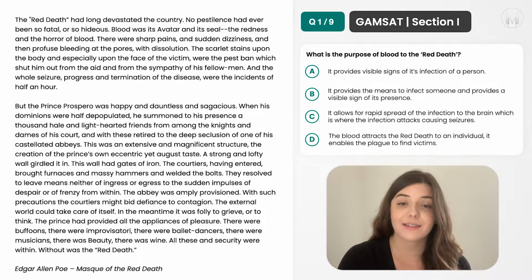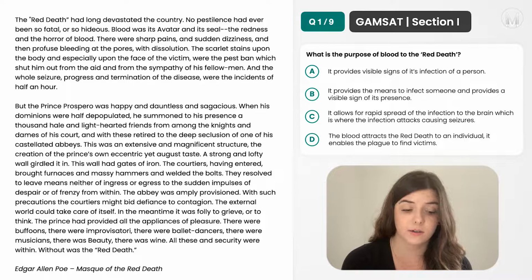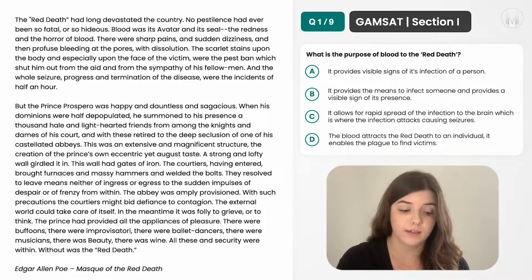Now, moving on to the solution to question 1. So first of all, I'm just going to have a quick skim over the text. I've already read it, and I see down at the bottom, this text comes from Masque of the Red Death. So that just gives me a little bit more of an idea as to what this text is going to be about. So question 1 asks, what is the purpose of blood to the Red Death?